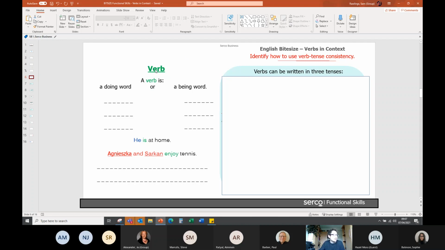So on the left, it says verb. A verb is either a doing word or a being word. You can see underneath we've got examples. So he is at home. This is our being word. Asneskia and Sarkan enjoy tennis. So this is our doing word. So examples of doing words might be run, jump, eat, these types of words. Give me some more examples for being words. So is a being word, but what else do we have? So we'll put is in the list.